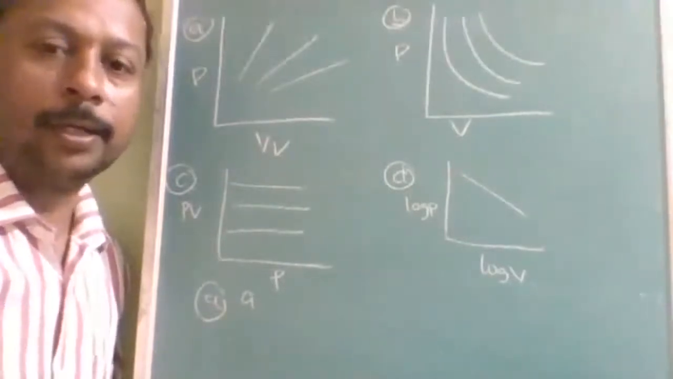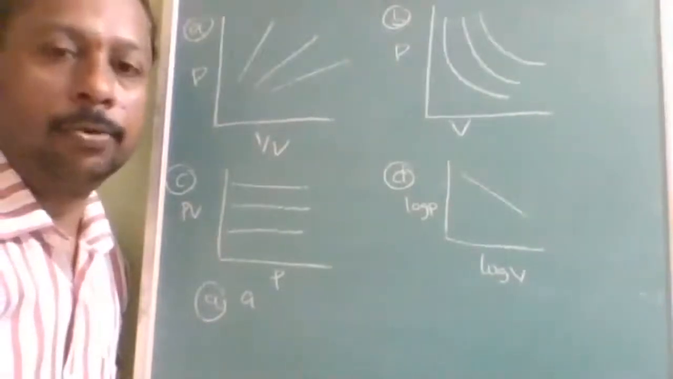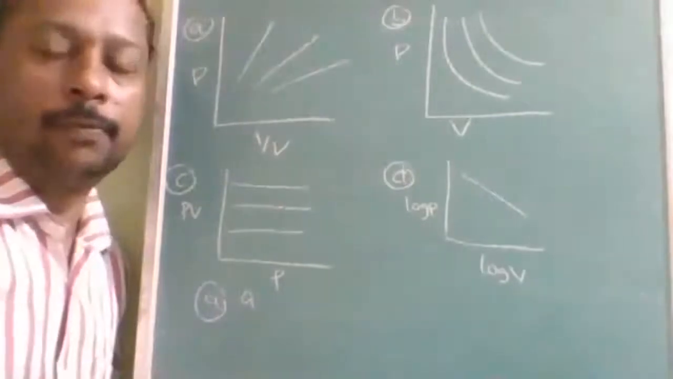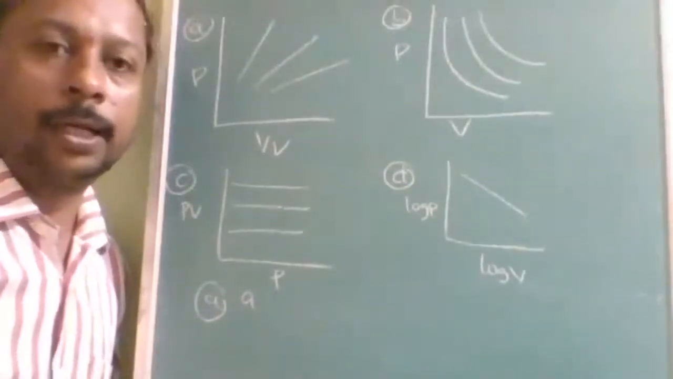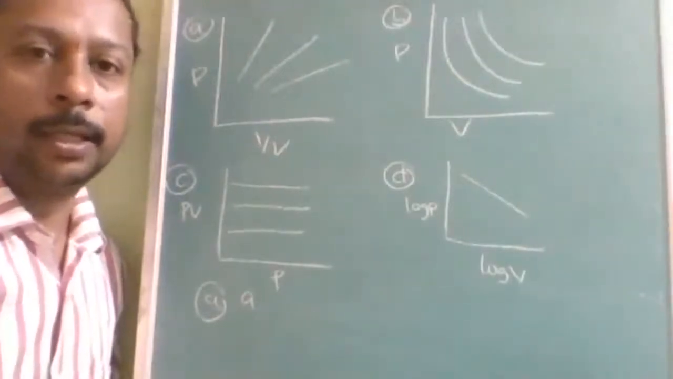Very good, all correct. Okay, apply. Once you apply, PV is equal to K. So that will become a Y is equal to MX plus C form, and this you will get. Understood? So all four correctly represent Boyle's law. Understood? All are correct.